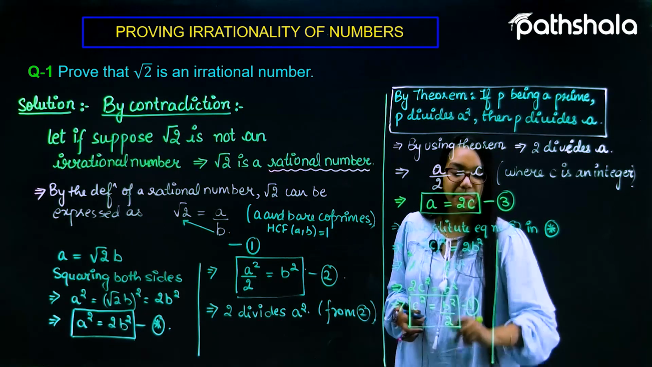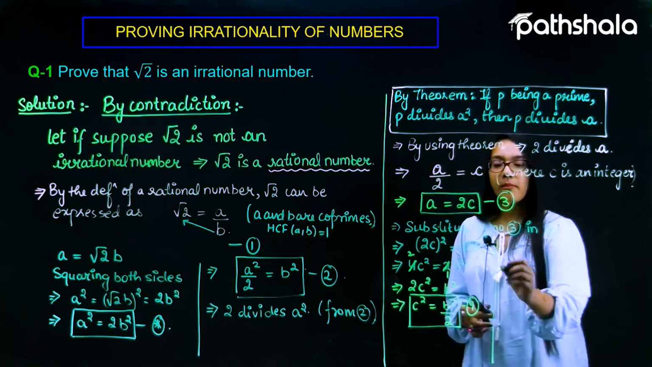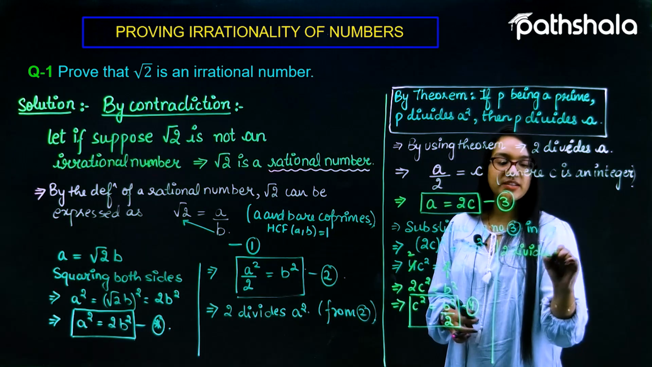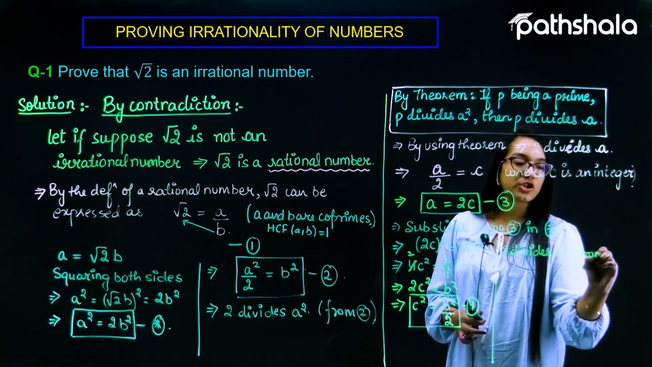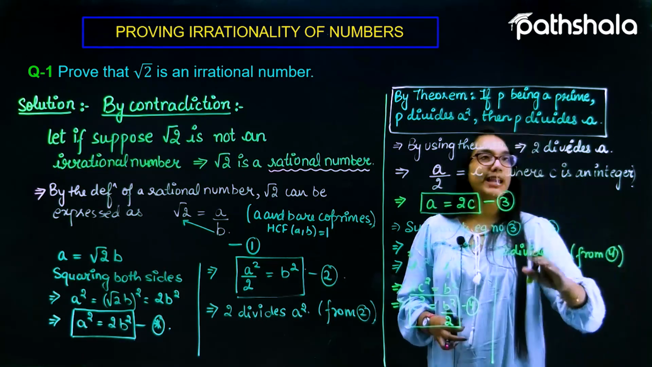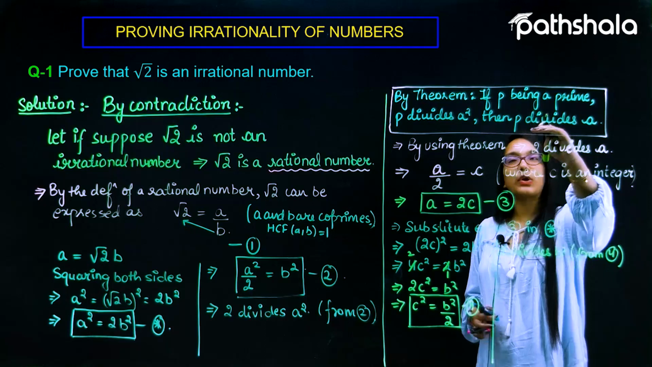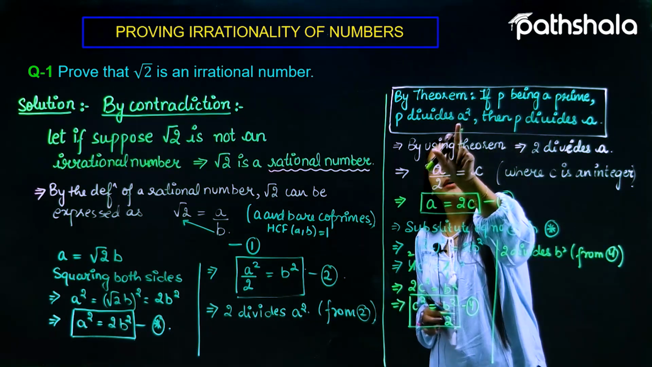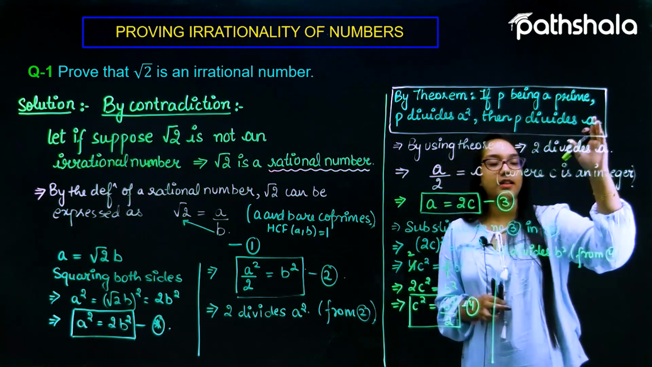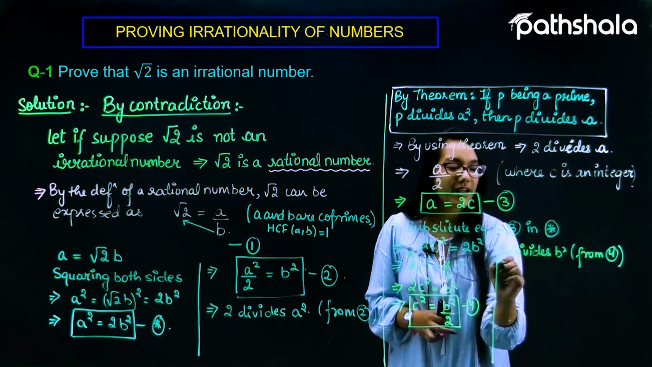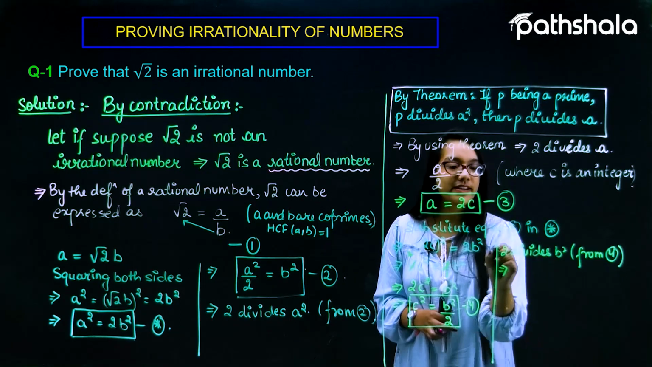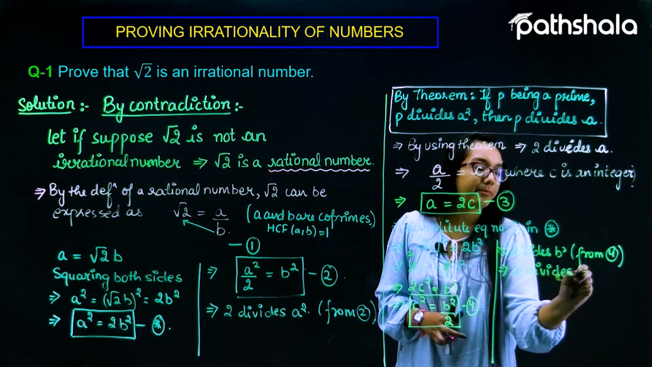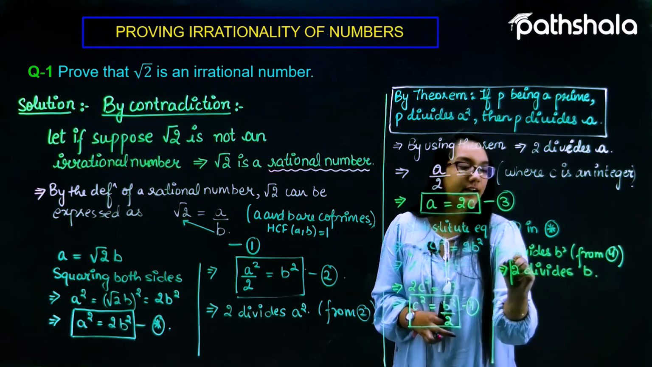2 divides b square. From equation number 4, we can say that 2 divides b square, and using the same theorem, that if a prime p divides the square of any number a, then p divides the number a itself. So using this theorem again, if 2 divides b square, then 2 will definitely divide b.